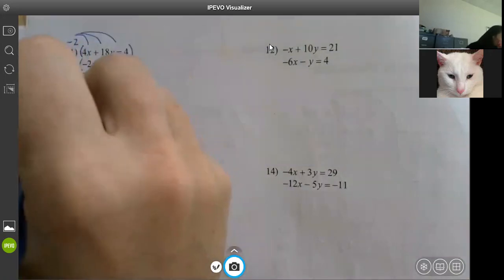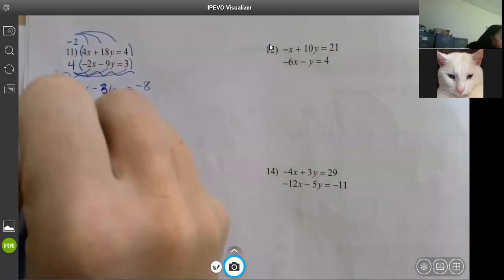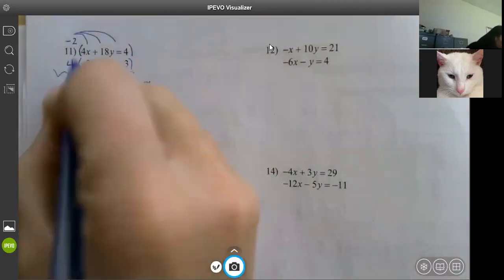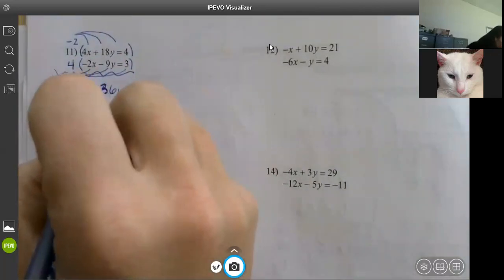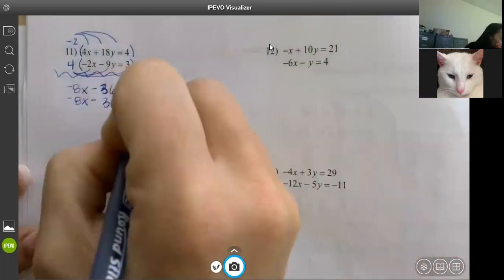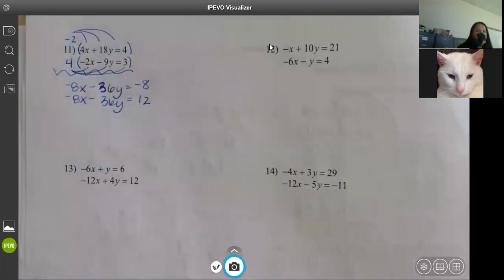Do the same thing on the next one. So we're going to distribute. If you look, we get the same number in front, and that should always happen. It should always happen. 4 times -9 is -36y, and 4 times 3 is 12. And again, you can use your calculators if you need to on those. Okay.